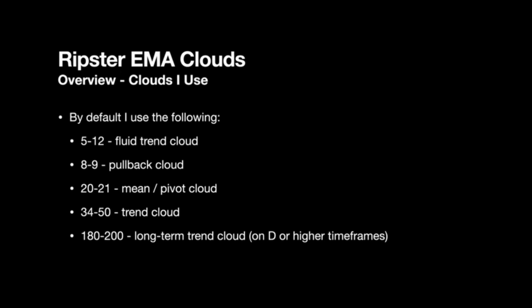By default, I use the 5-12. That's my fluid trend cloud. So that's what I'm monitoring when I'm in, let's say, a trade, and I want to see, hey, are we riding up or riding down on the 5-12? I'm monitoring that fluid trend cloud.